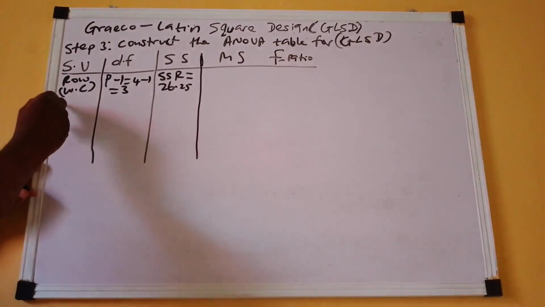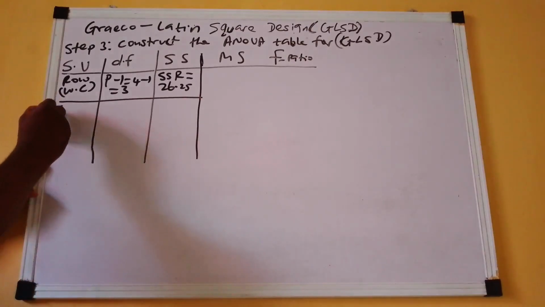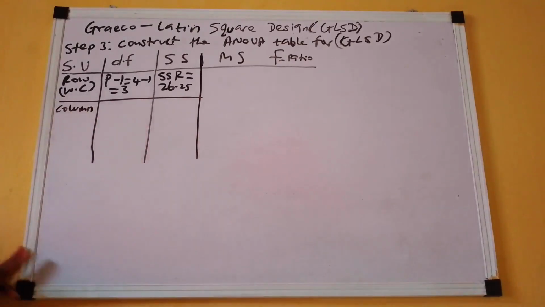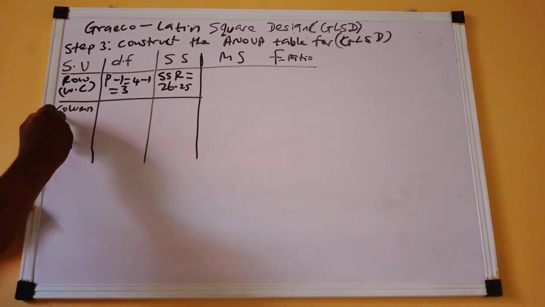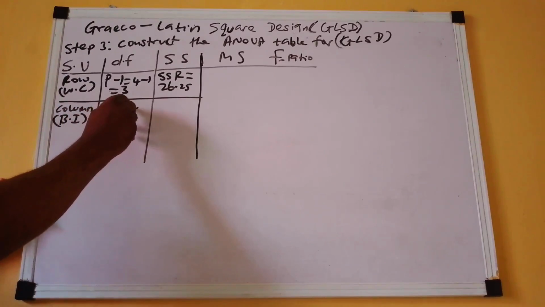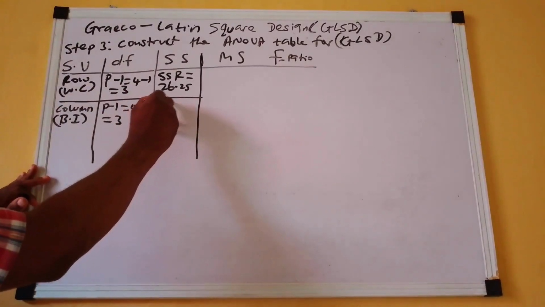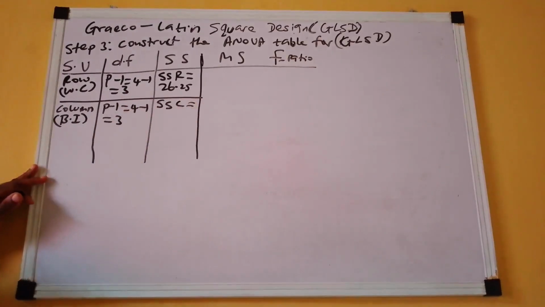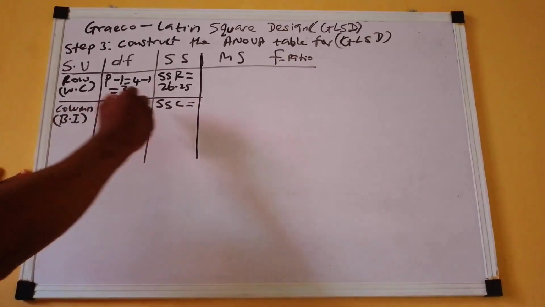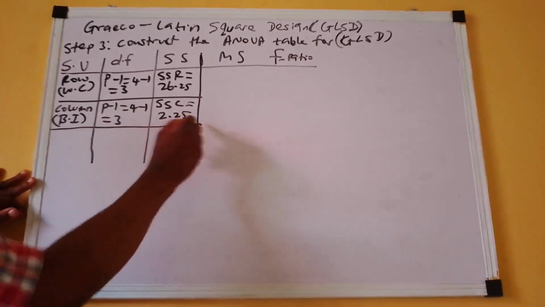Then the number 2 is the column. We can use this line to differentiate. Number 2 is the column, and the column talks about the block industries. Let me call it BI. The degrees of freedom is also P minus 1, which is 4 minus 1, and that is equal to 3. Then the SS column, sum of square for the column, is equal to 2.25. So permit me to roll this line.